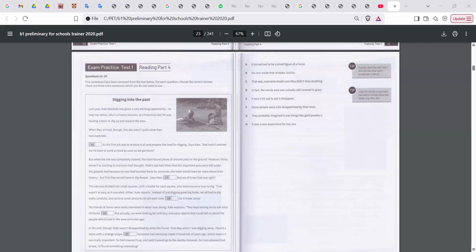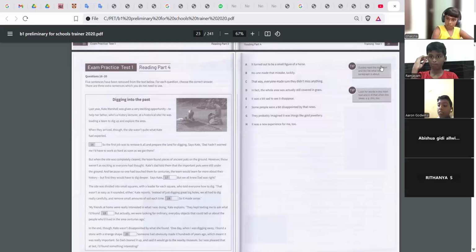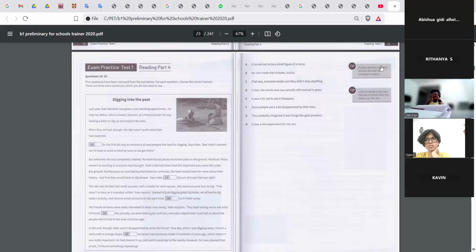Three of you guys so far scored full. All right. I got it from Daksha, Dakshan, Ramjam, Aaron, Abhi, Ritanya, Kavin, Ojashvi. I didn't get it from Nishamitra, but I got it from everyone.